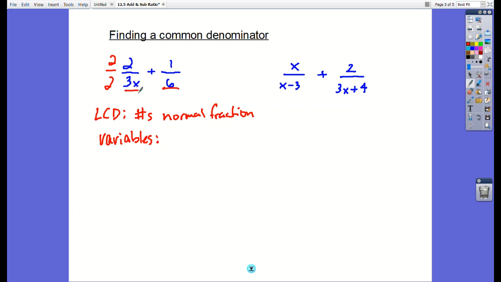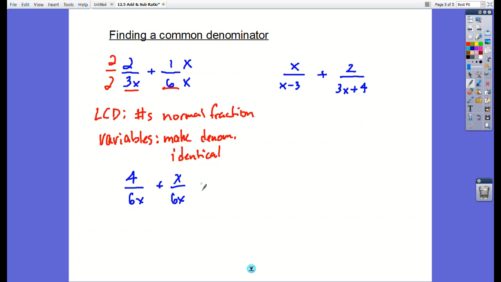The variables, we simply need to make the denominators identical to each other, right? Make denominators identical. So we have one x on the left, meaning what's missing on the right? X. So you'd have to multiply the top and the bottom by an x. If we actually did this multiplication, you'd get 4 over 6x plus x over 6x.